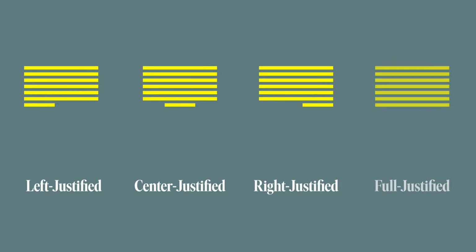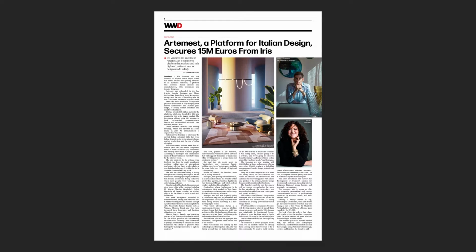Now for justified text. There are 4 versions: left, centered, right, and then full justified. You would normally use these if you want clean edges on both sides of your text. It can get a little crazy because you end up with rivers in your body copy. Here's the layout I did for Women's Wear Daily. You often see justified text in newspapers.